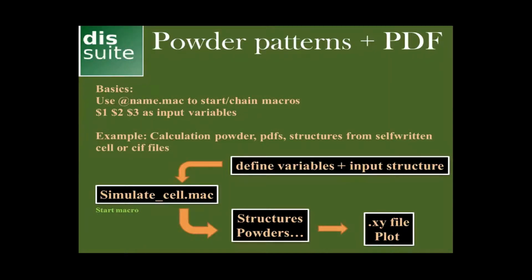We need to preliminarily define variables and look for an input structure, and then we can use the macro to simulate structures, bigger structures, for example, more complicated structures, powder patterns, PDF patterns, and so on. And later on we will look at those results in qplot.